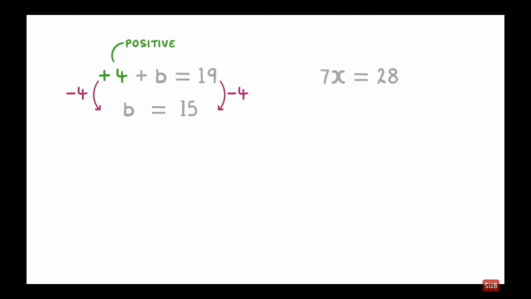And finally, for this last one, 7x equals 28. You just divide both sides by 7. So x must equal 4.